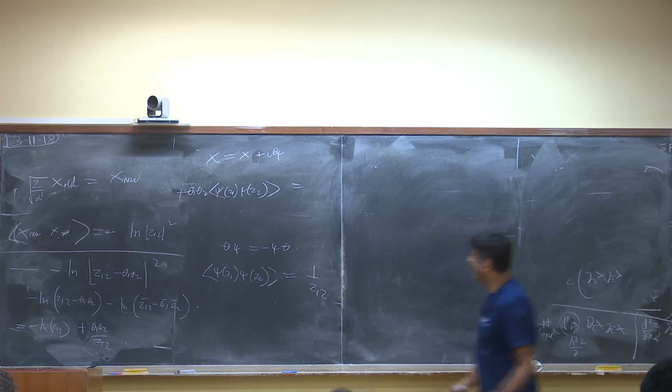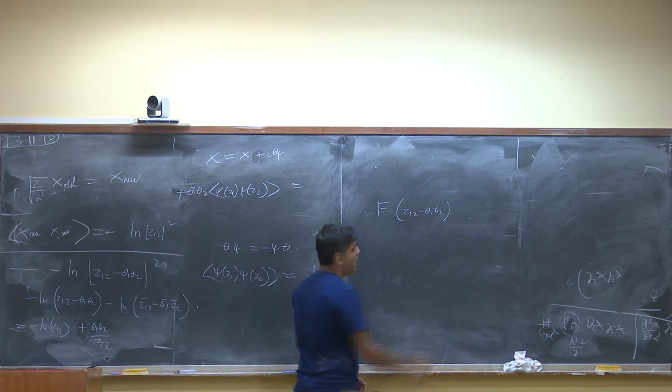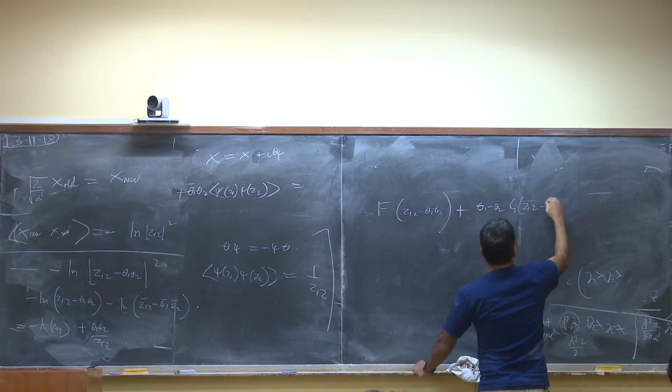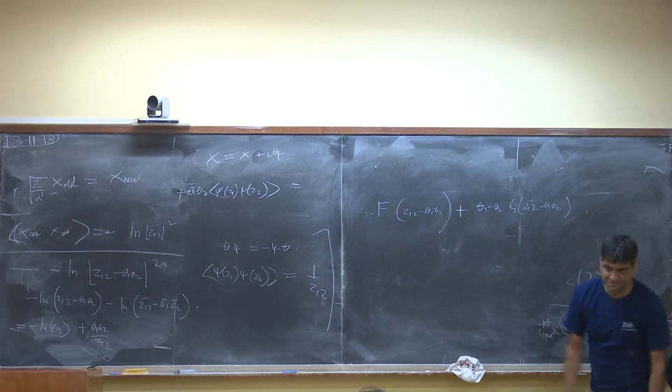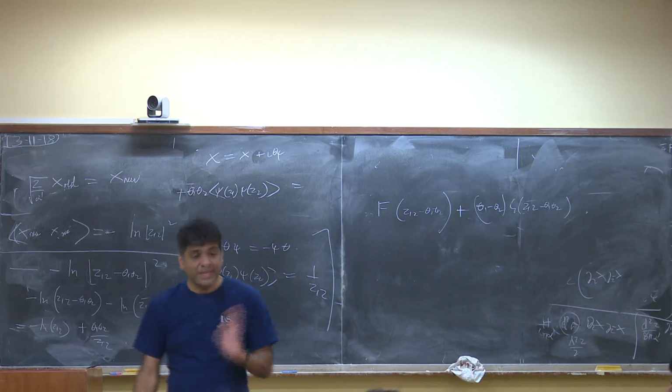Well, suppose you had, and no, I don't think that it's automatic. Good question. So suppose my answer was f of z1,2 minus theta 1, theta 2, plus theta 1 minus theta 2 times g of z1,2 minus theta 1, theta 2. This will be supersymmetric. But the bosonic answer will never see this g, because that part is always 0 when we set the thetas to 0. So I don't think that the bosonic part in principle completely determines it.